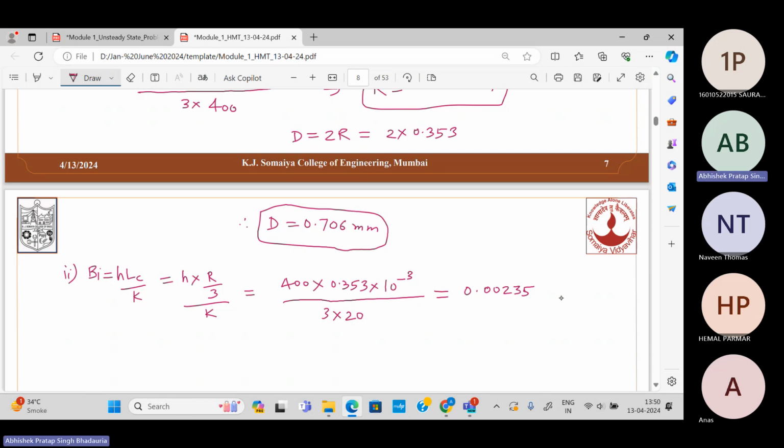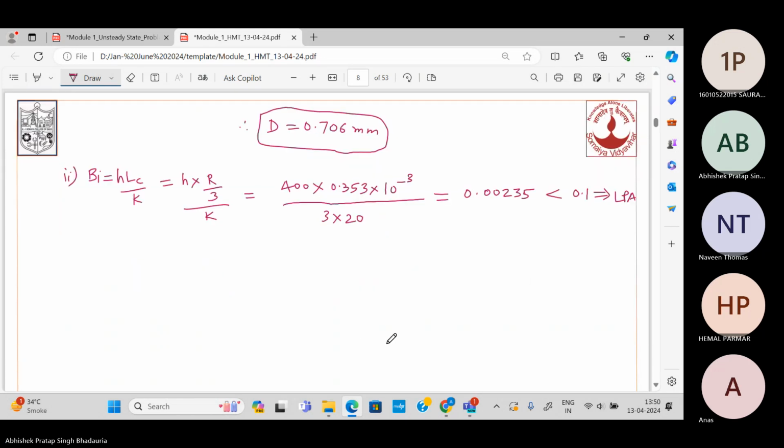0.00235. That means the Biot number is less than 0.1, so the lumped parameter analysis is applicable. Now apply the expression for the lumped parameter analysis.